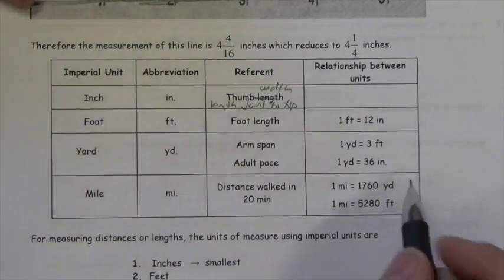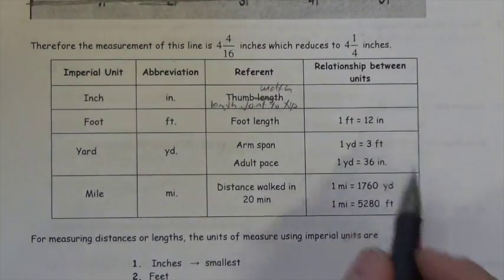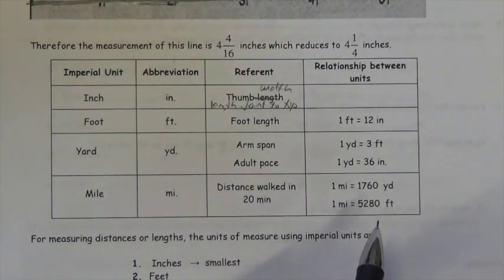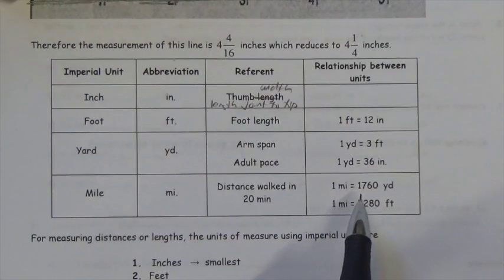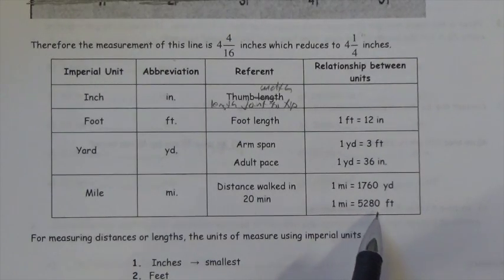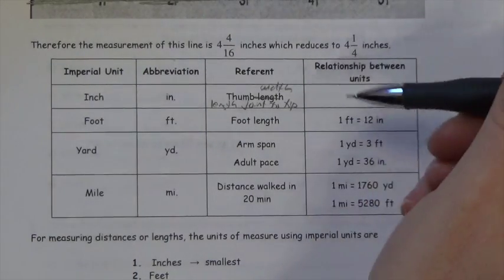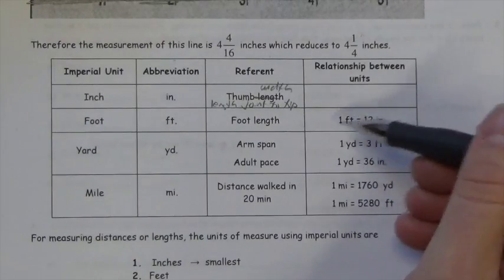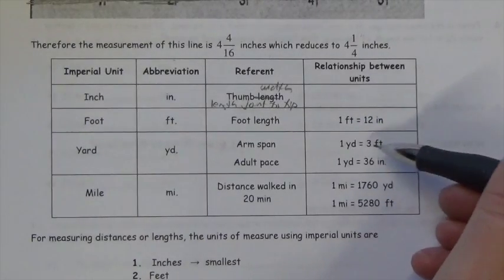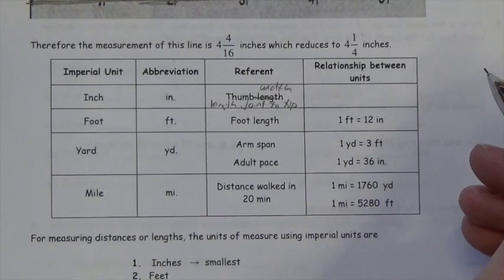Now, 1 mile, and here's where the conversions get a little awkward here. 1 mile is 1,760 yards. 1 mile is 5,280 feet. Now, up to this point, the fact that a foot is 12 inches and the fact that a yard is 3 feet, that's not all that hard to work with.